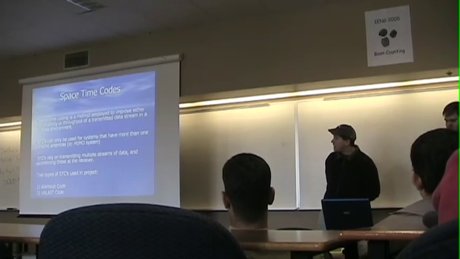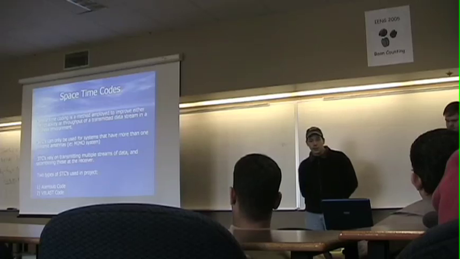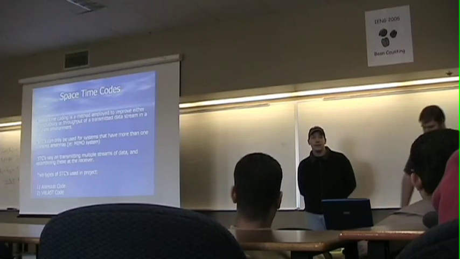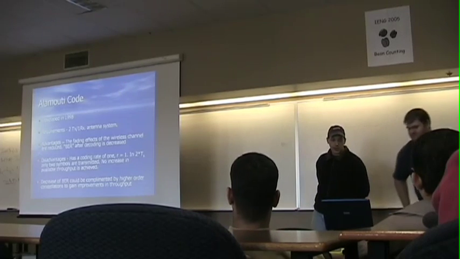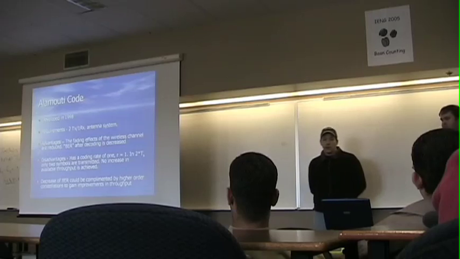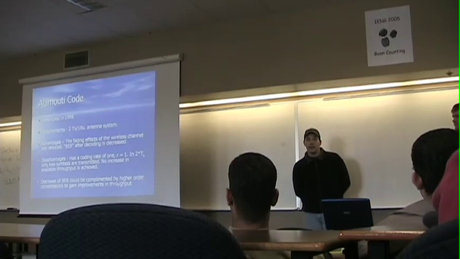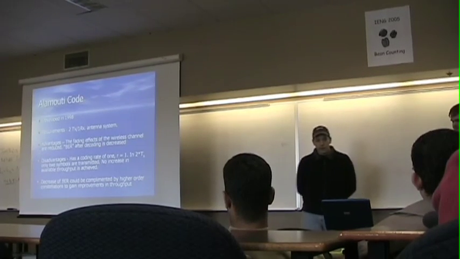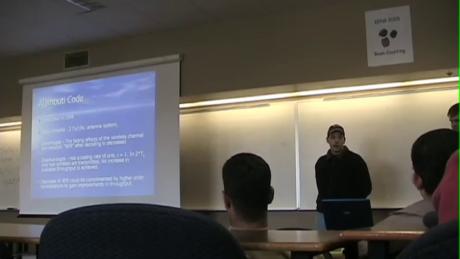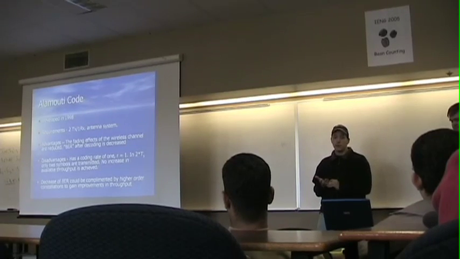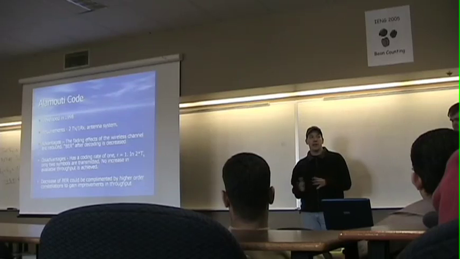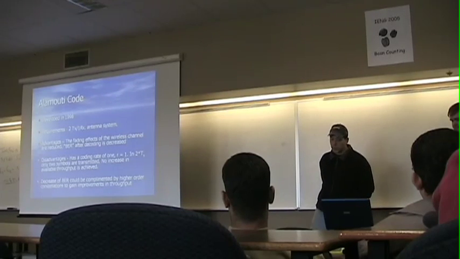So the two types of space-time codes that we're going to use for this project are the Alamuti code and the V-blast code. The Alamuti code was actually developed in 1998, so it's a recent development. The requirements for this code are that we have a 2 transmit antenna, 1 receive antenna system. So if we have more than 1 receive antenna, this type of code will not work.